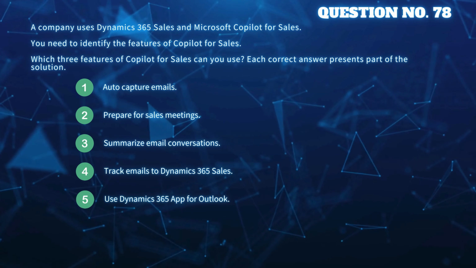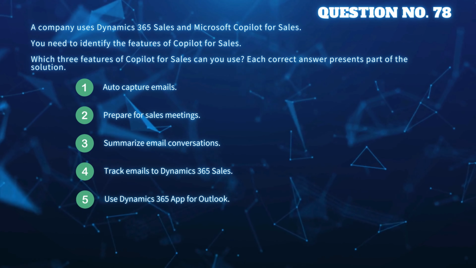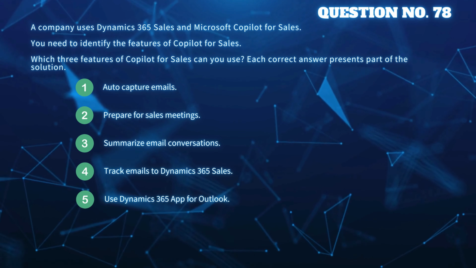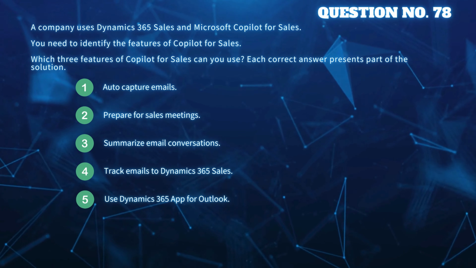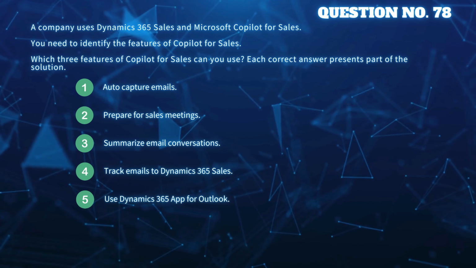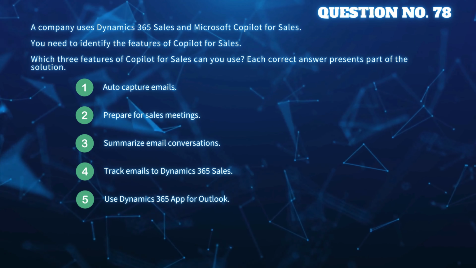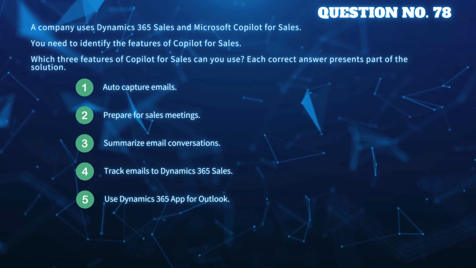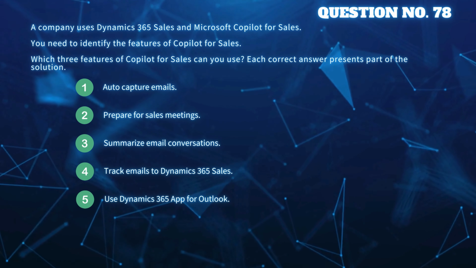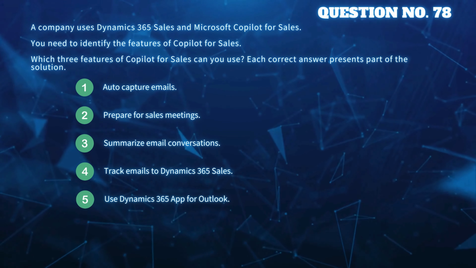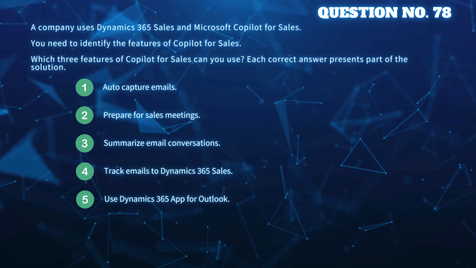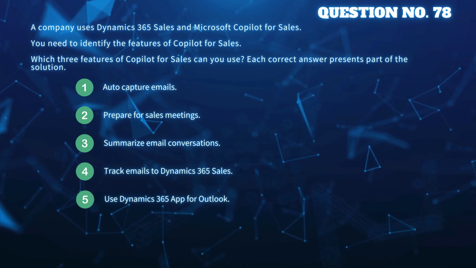A company uses Dynamics 365 Sales and Microsoft Copilot for Sales. You need to identify the features of Copilot for Sales. Which 3 features of Copilot for Sales can you use? Each correct answer presents part of the solution. Option 1, Auto Capture emails. Option 2, Prepare for sales meetings. Option 3, Summarize email conversations. Option 4, Track emails to Dynamics 365 Sales. Option 5, Use Dynamics 365 app for Outlook.